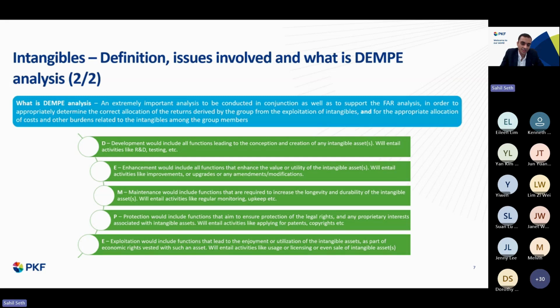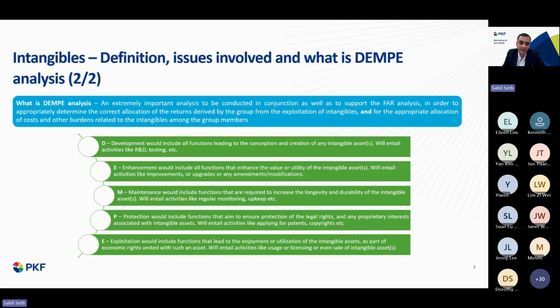Also doing this protection activity, because generally it is for application of patents, copyrights, etc. So it's like, if you have developed an intangible, you might want to have it patented in your own name, right? So it is possible that the entity who has developed it is applying for a patent, but again it depends upon the actual functions.